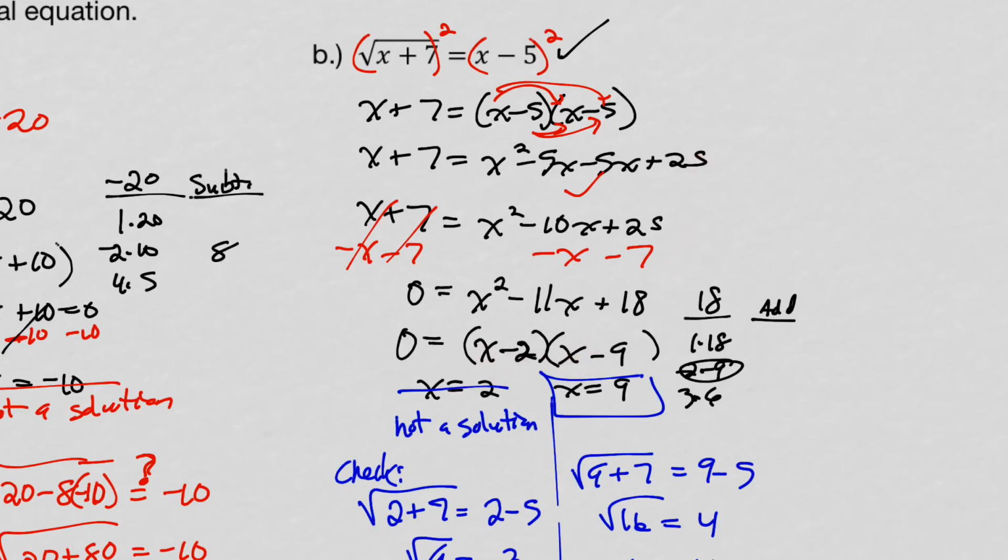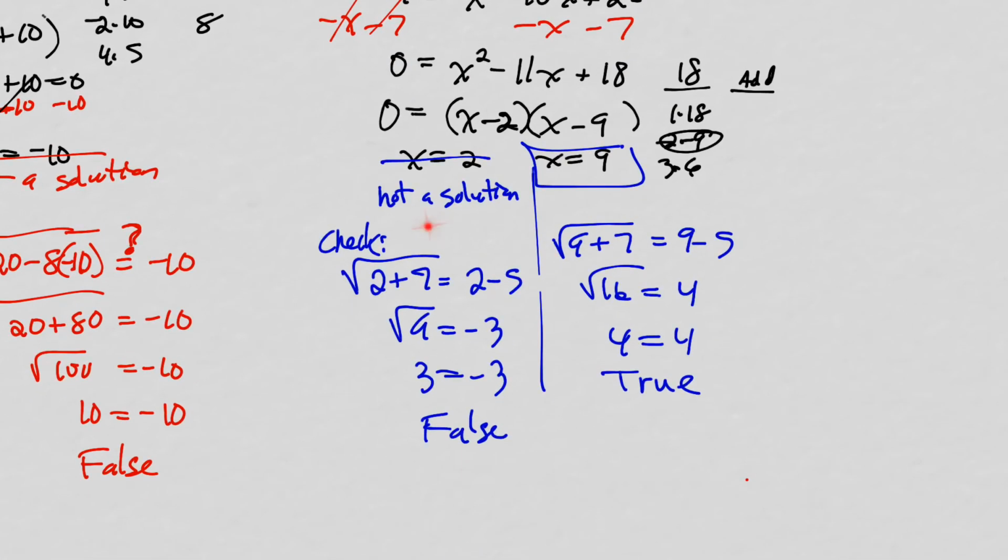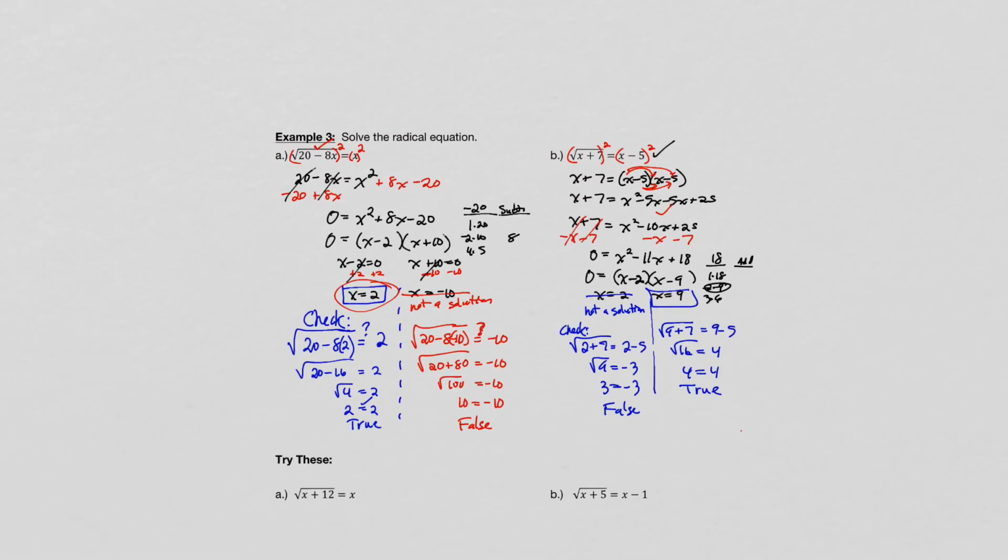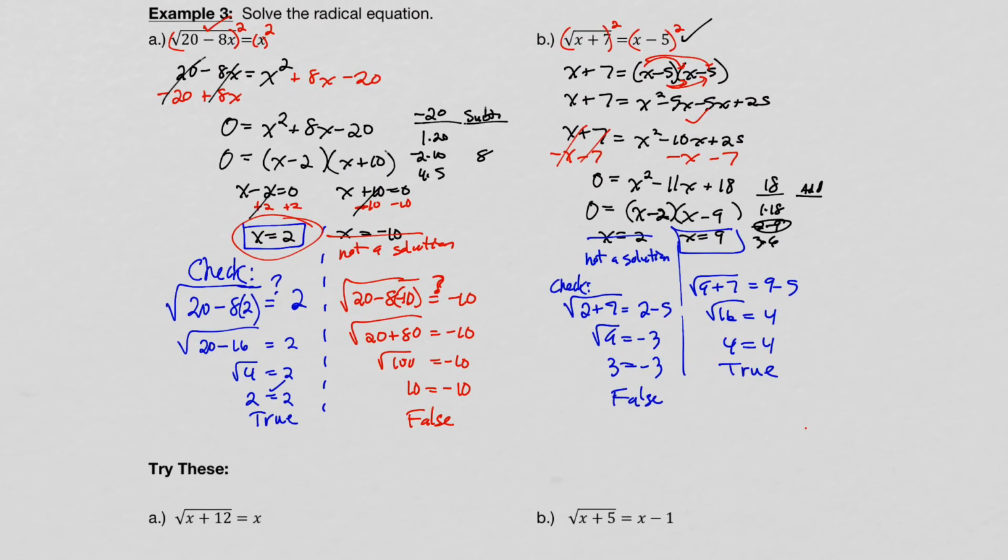And we check both of those. And 2 plus 7 is 9. That does not equal negative 3. So this is false. This is not a solution. And then here, we got 9 plus 7 is 16, which is 4. 9 minus 5 is 4, so 4 equals 4. Therefore, our solution is 9. Okay. So this is example 3, or page 3.